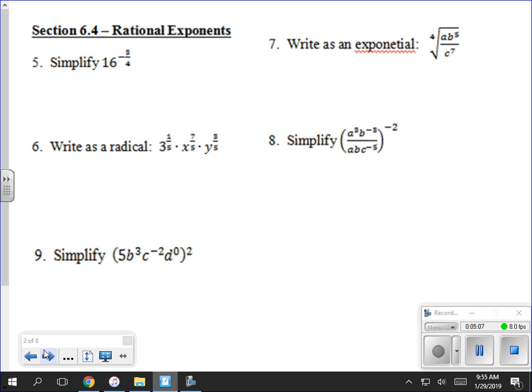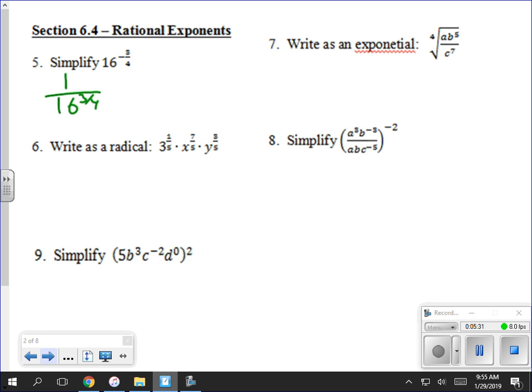So I've got several things going on with my exponent. I've got a negative. I've got a 3 in the numerator, 4 in the denominator. First step, get rid of the negative in the exponent. This is 1 over 16 to the 3/4. That's your first step. Then either get rid of the numerator or the denominator. I would always get rid of the denominator first because it makes your numbers smaller.